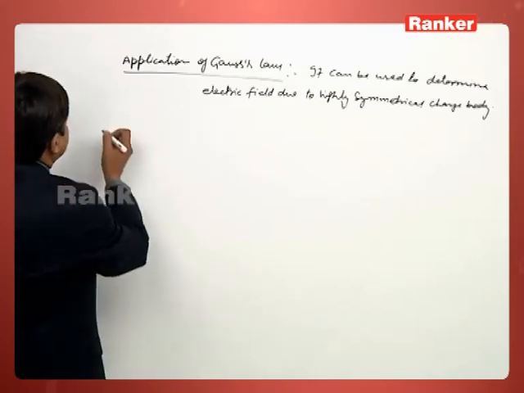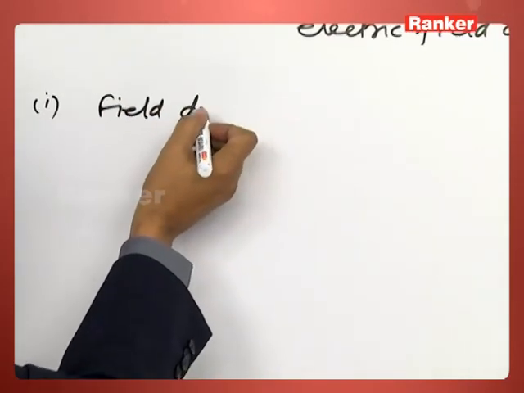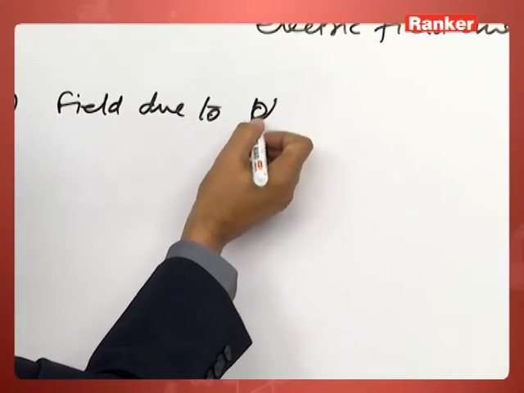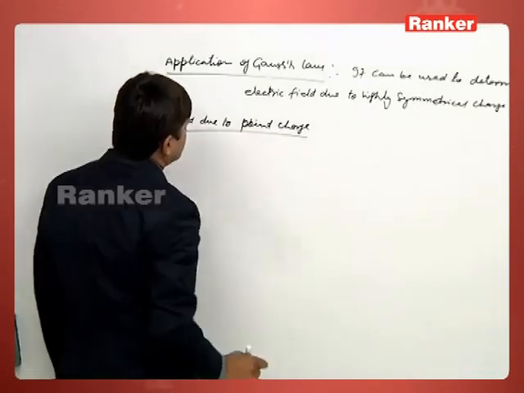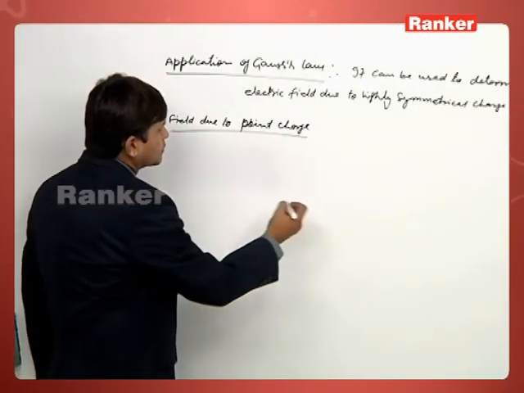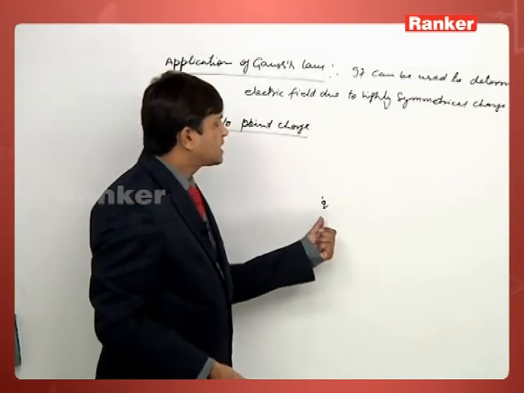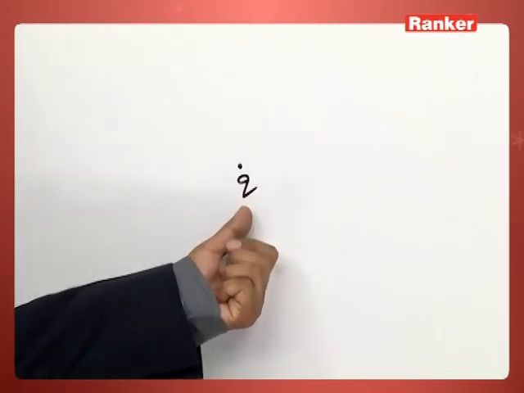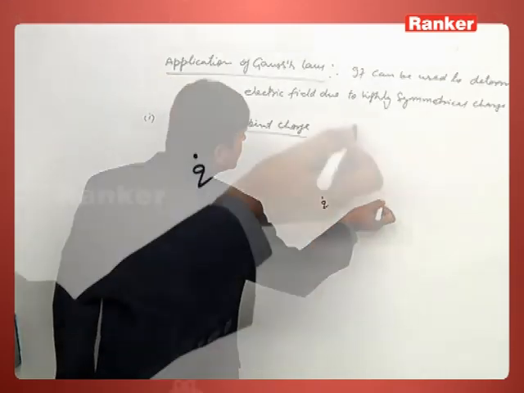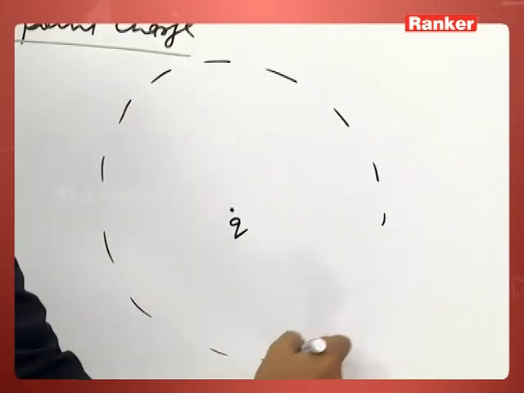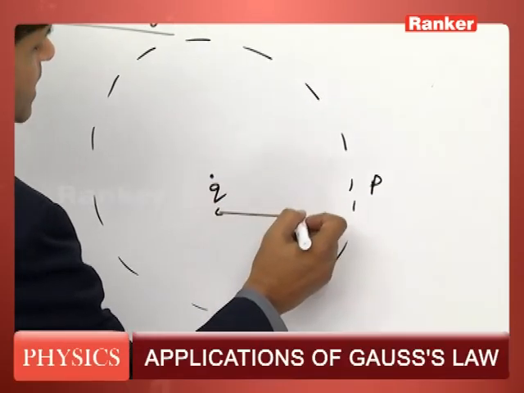Just like see, first example we can say field due to point charge. Now, if we want to calculate the electric field due to point charge by using Gauss law, then we should make a Gaussian surface in such a manner that the surface should be symmetrical about the point charge. Means if we are making a spherical Gaussian surface, suppose we want to calculate the field at point P, which is r distance from the charge.